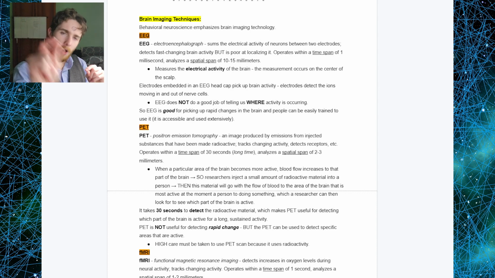That is very small. In a lot of ways, PET is the opposite of EEG, because EEG could tell you that really rapid things were happening, but it couldn't tell you where they were occurring, because EEG has a spatial span of like 10 to 15 millimeters. But then PET can tell you where things are happening because it has a spatial span of 2 to 3 millimeters, so really precise, but it takes its sweet time to get detected, so you wouldn't use PET for anything rapid. You would have to use PET for something long and sustained.